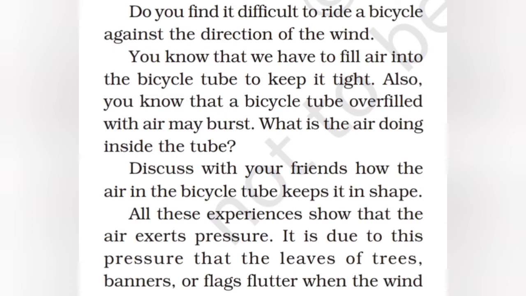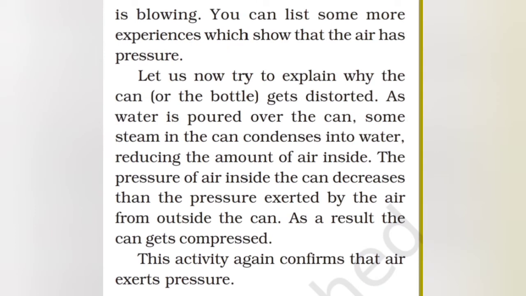All these experiences show that the air exerts pressure. It is due to this pressure that the leaves of trees, banners or flags flutter when the wind is blowing. You can list some more experiences which show that the air has pressure. Let us now try to explain why the can gets distorted as water is poured over the can. Some steam in the can condenses into water, reducing the amount of air inside. The pressure of air inside the can decreases compared to the pressure exerted by the air from outside the can. As a result, the can gets compressed. This activity again confirms that air exerts pressure.